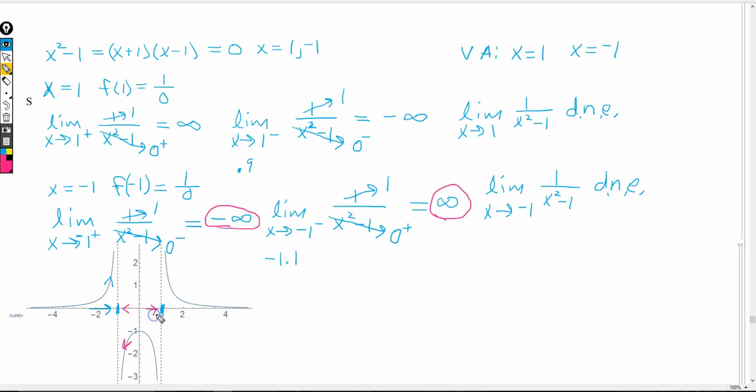As we're approaching +1 from the left, it's going down to negative infinity. As x approaches +1 from the right, it's going up to positive infinity. Okay. And notice the dashed lines indicating the vertical asymptotes that we found. All right, so that's how we do that one. Let's take a look at another one.